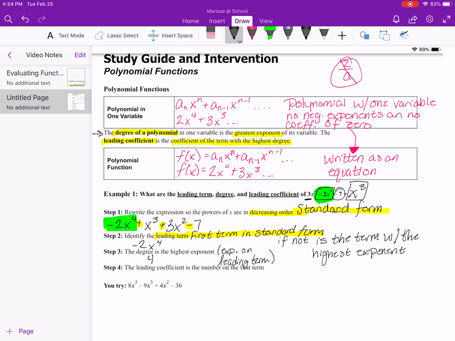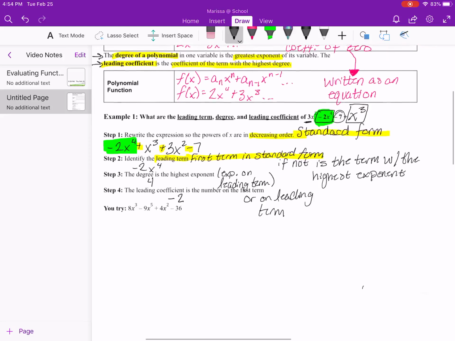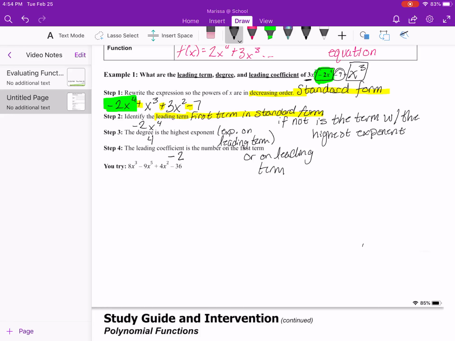Next, we've got the leading coefficient, which is the number on the first term, or the leading term. Again, that definition is up here. So that number there is negative 2. So next, you're going to try one.